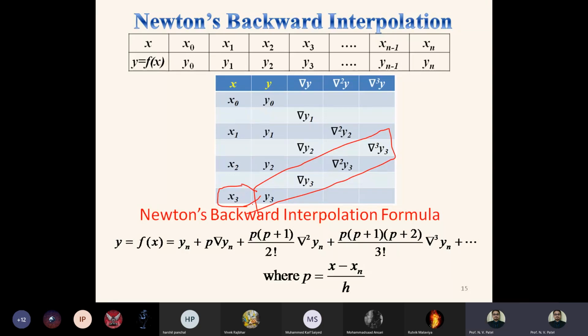So the formula of p is also changed. Here p is x minus xn upon h, where h is the step size, xn is the end value of our table x, and x is the unknown, and this unknown lies at the ending of this table. That x will be in the last part of the table. It may be between x2 and x3 or after x3.